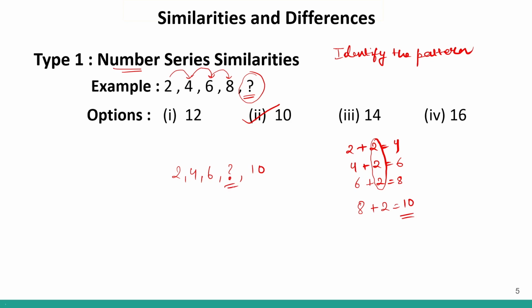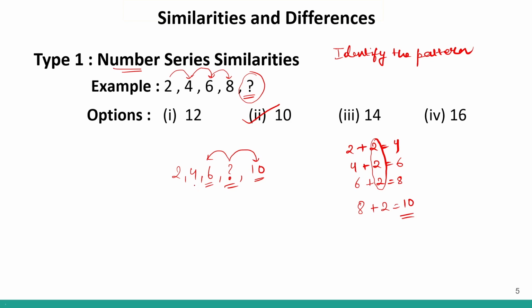We can get a missing element in between of the series. Then in that case, we'll do the same thing. We'll identify the logic and then we'll make sure that this missing element follows the logic with the next number as well as the previous number. So this is how we solve number series similarities.